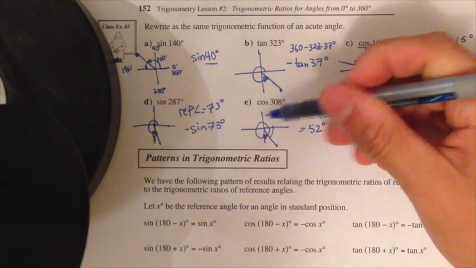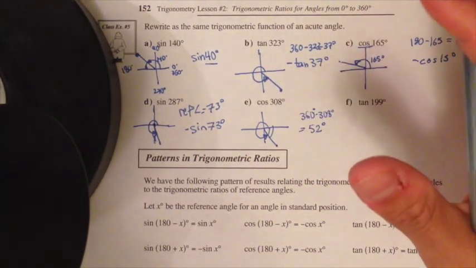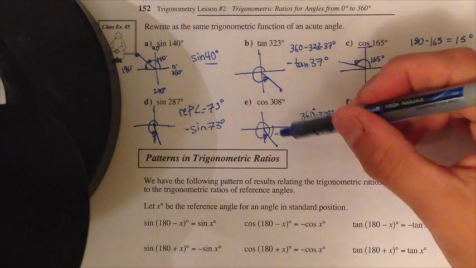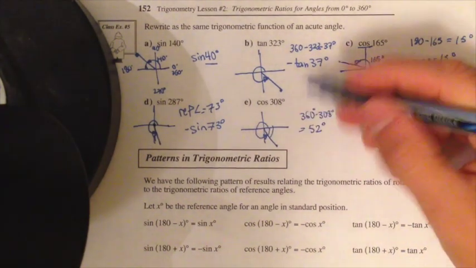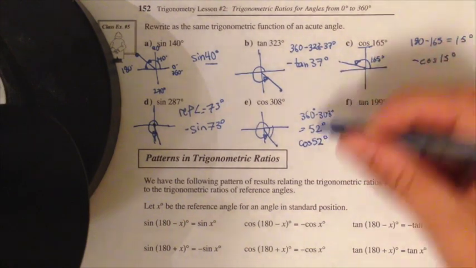And so since I add sugar to coffee, my cosine ratio is in the fourth quadrant, which means that cosine ratios are positive. I'm going to have a positive ratio, cosine 52 degrees.